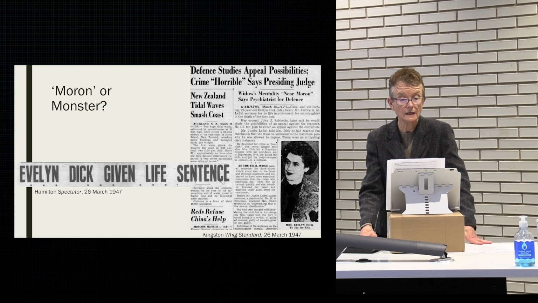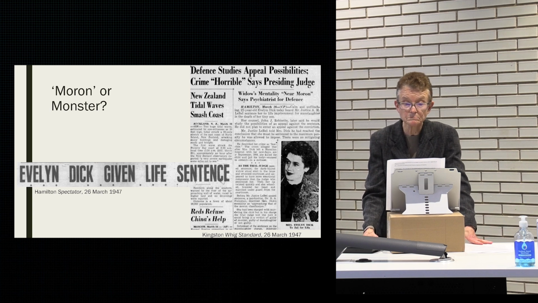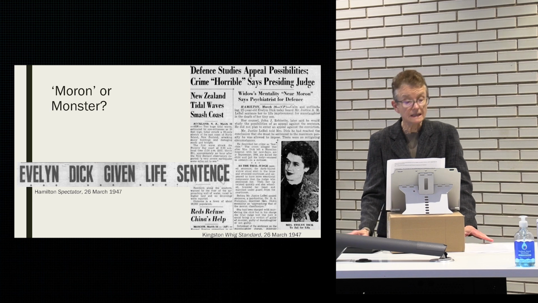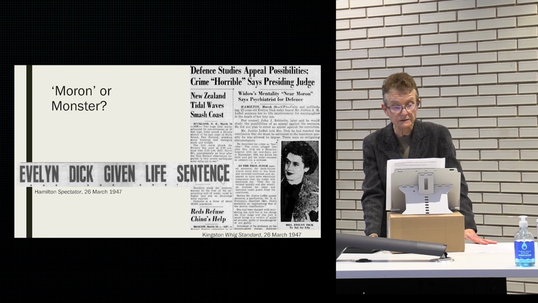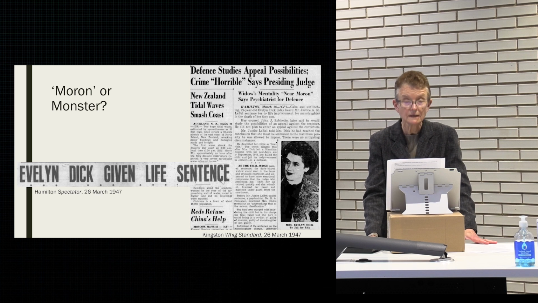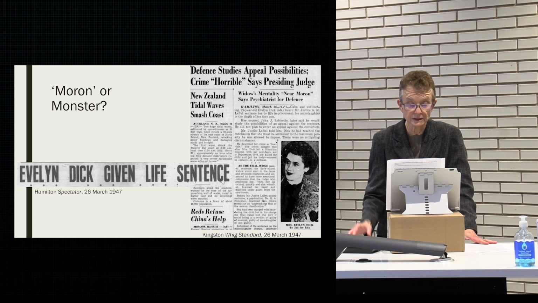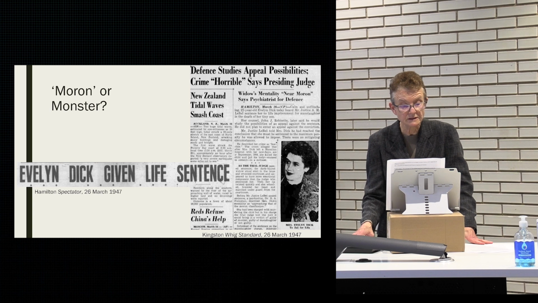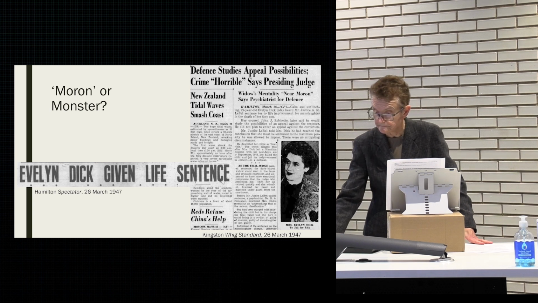Many observers assumed the stiff sentence was imposed to compensate for the legal technicalities that had allowed Evelyn Dick to evade criminal responsibility for her part in her husband's death. Other conspirators were convicted. Evelyn Dick's lawyer certainly knew the sentence greatly exceeded the average sentence for manslaughter in that period, which was about 5 years. And this was the basis of his appeal against the sentence before the Ontario Court of Appeal.